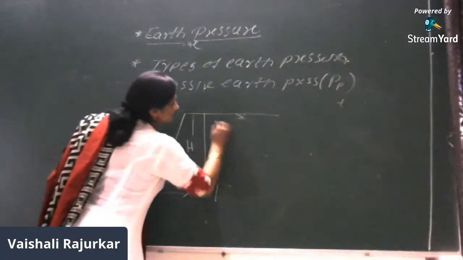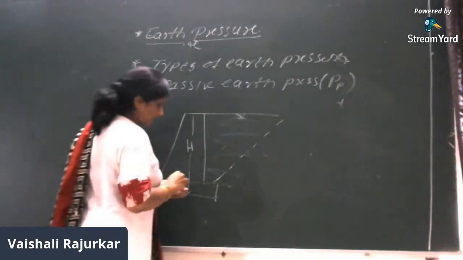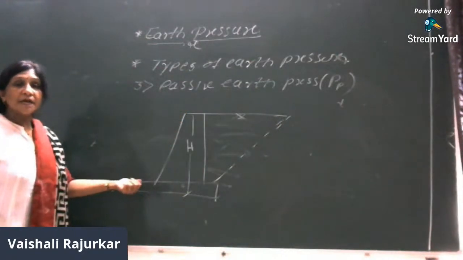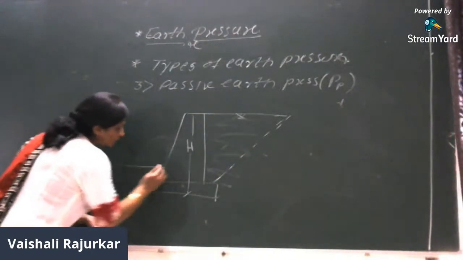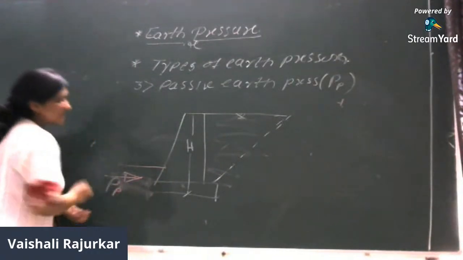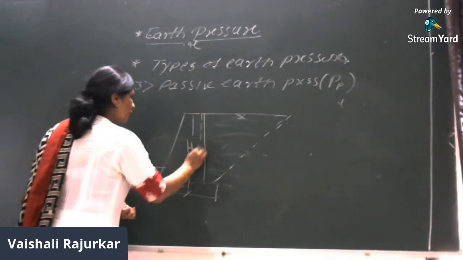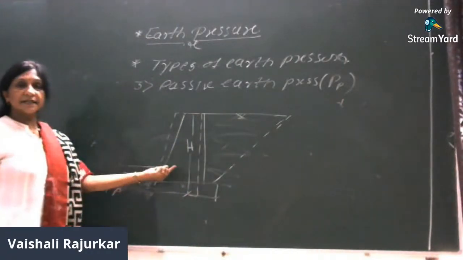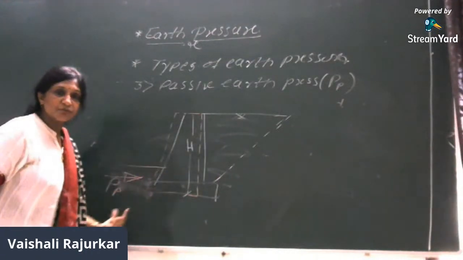So, once this active case has taken place, naturally there will not be a movement of the wall away from the backfield, because there is one more force which is coming from the opposite direction, and that is called PP. So this PP, what will it do? This is the first case when the wall moves away from the backfield. This is the condition which has taken place due to the active case of the soil, and the soil mass moves down.